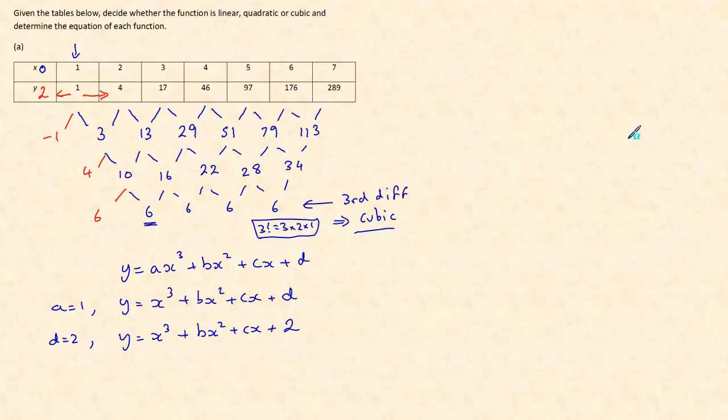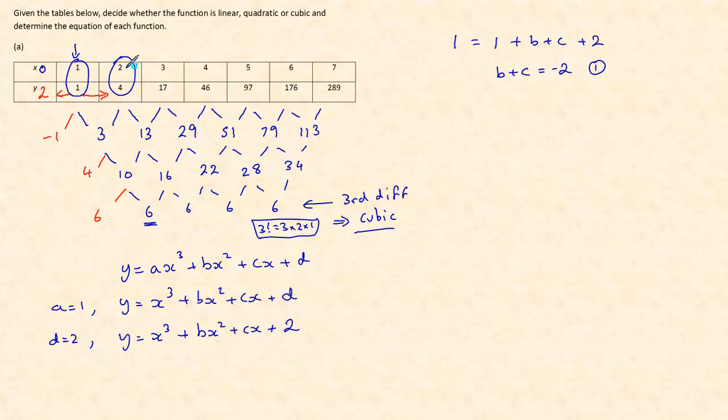Now for the b and c, we can use simultaneous equations. We could have done that for a and d as well. I just used a shortcut. So let's use these values here and these values here. So this tells me y is 1 when x is 1. Substitute that in and we get 1 equals 1 plus b plus c plus 2. So that gives me that b plus c is equal to -2. Let's call that equation 1.